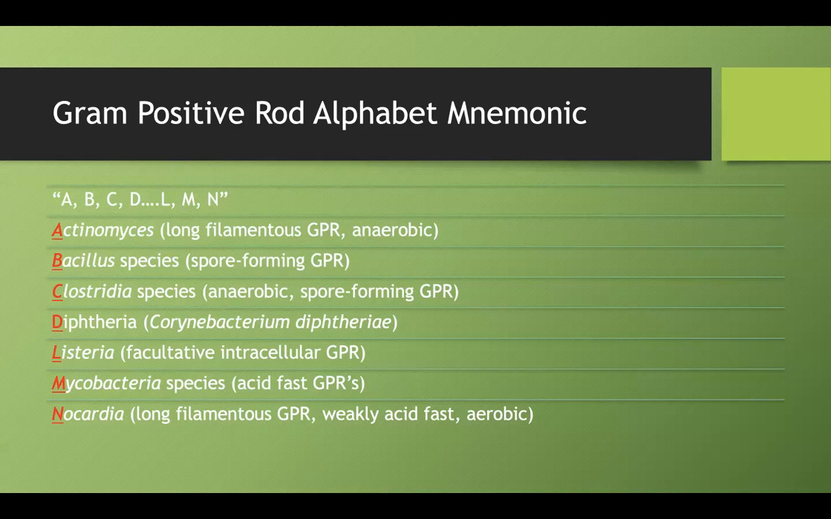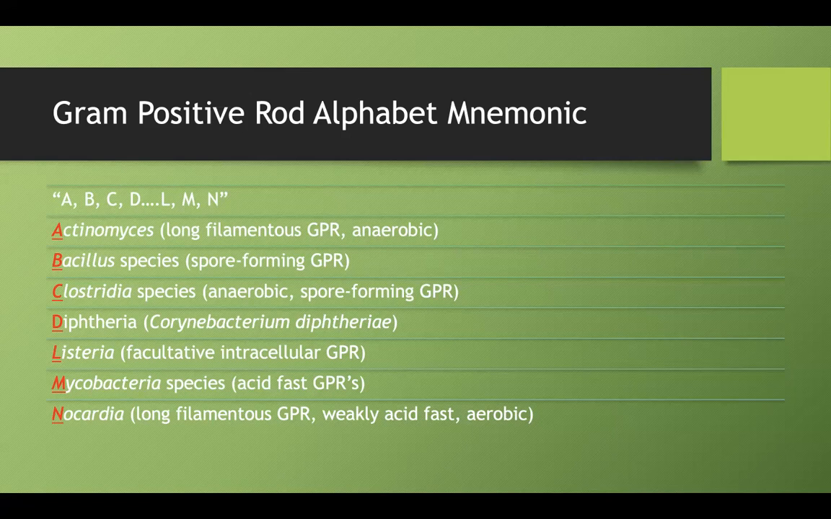For the gram-positive rods, I always remembered it with my alphabet mnemonic. You know how we sing A, B, C, D, and then you kind of do the L, M, N, O, P, right? So I remember that. To remember the A, B, C, D: actinomyces, bacillus, clostridia, and then diphtheria, which we're talking about right now. And for the LMN part, I remember listeria, mycobacteria, and nocardia.